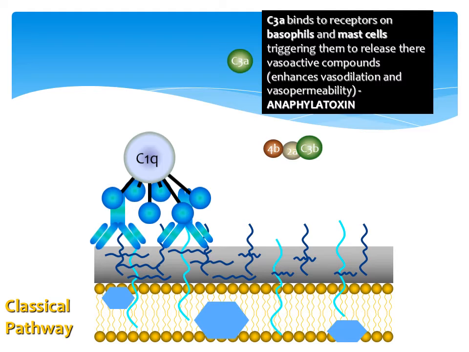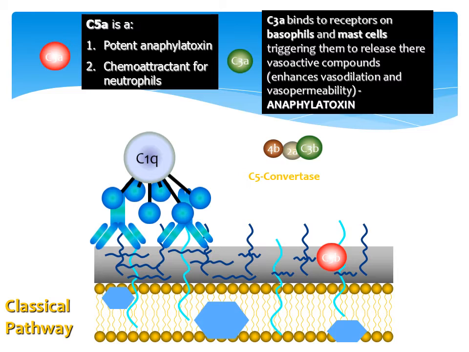Now this C3b binds to the C4b2a heterodimer to form the heterotrimer, and it cleaves the C5 into C5a and C5b. The C5a is also a potent anaphylatoxin and it is a chemoattractant for the neutrophil. Now, as you can see here, we have a complex which has the C4b, 2a, 3b and C5b.